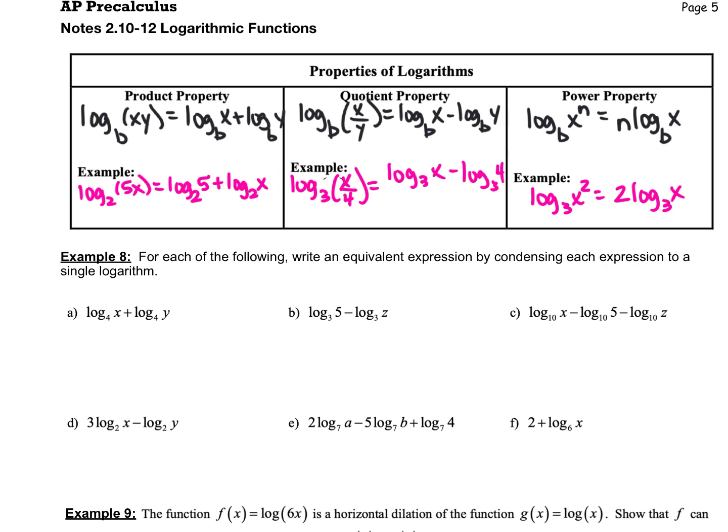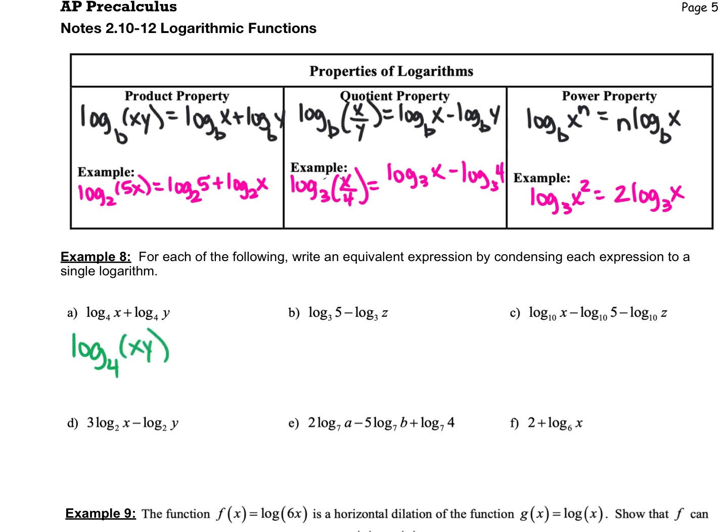So let's look at a couple, then I'm going to let you play with a couple. All right, log base 4 of x plus log base 4 of y only works if the bases match. So the bases match, it's addition. How could I put it together as 1?